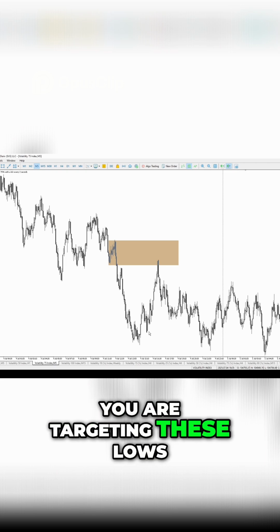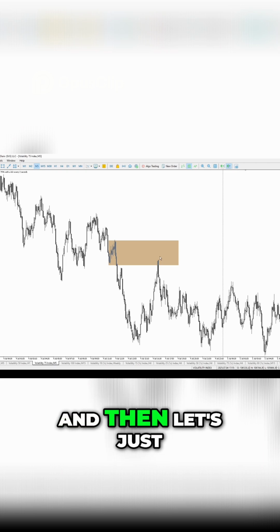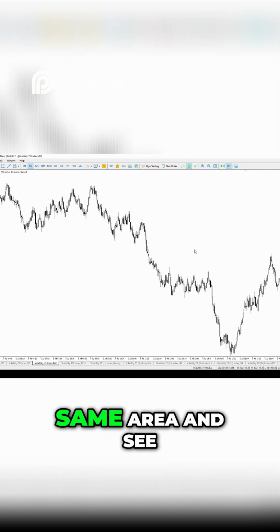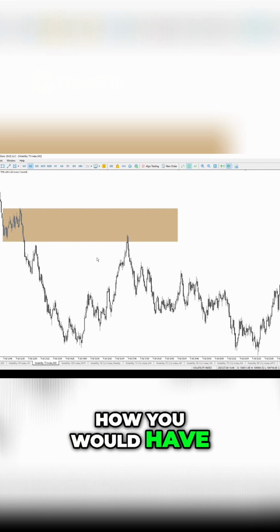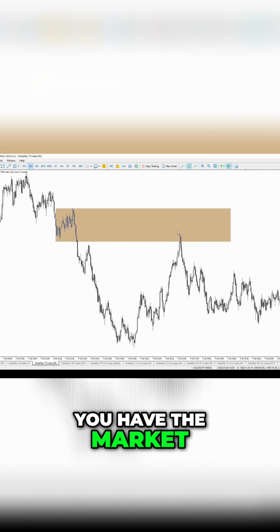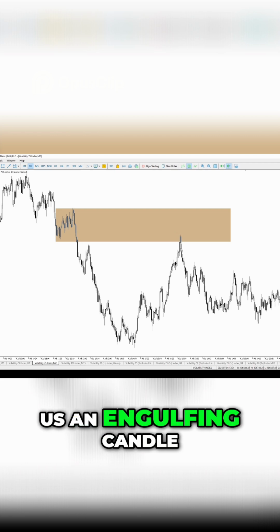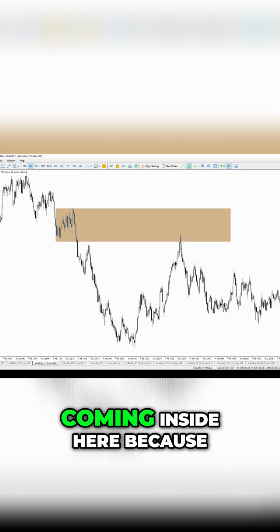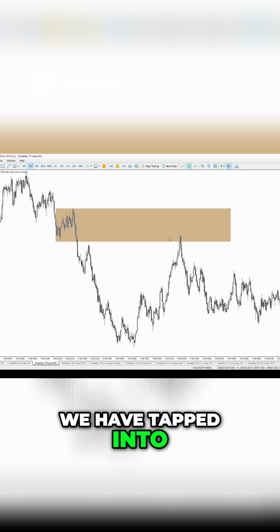You are targeting these lows. That's your scalp. And then let's just go to a 2 minutes chart and go back to the very same area and see how you would have entered that. Same criteria. You have the market taps in there, gives us an engulfing candle on a 2 minutes chart. Therefore, our entries are coming inside here because we have tapped into our zone.